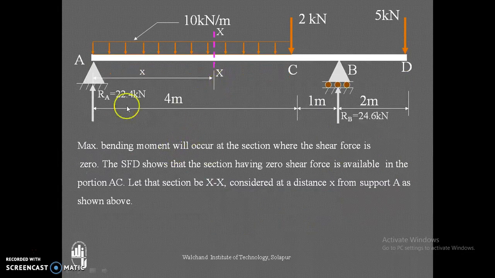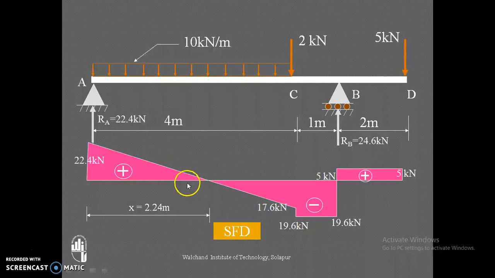Now the diagram shows the variation of shear force in the earlier slide. Now maximum bending moment will occur at the section where shear force is 0. So shear force is 0, according to this diagram, in between A to C. So here it is 0.